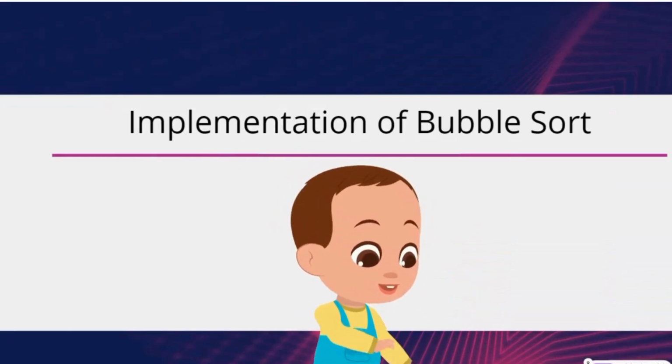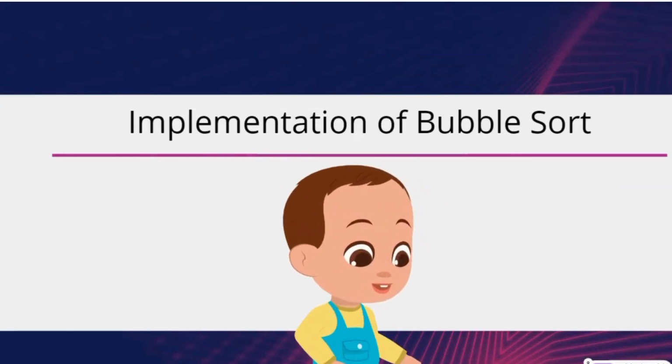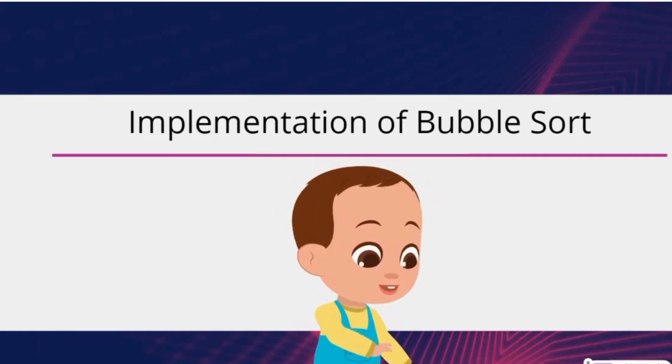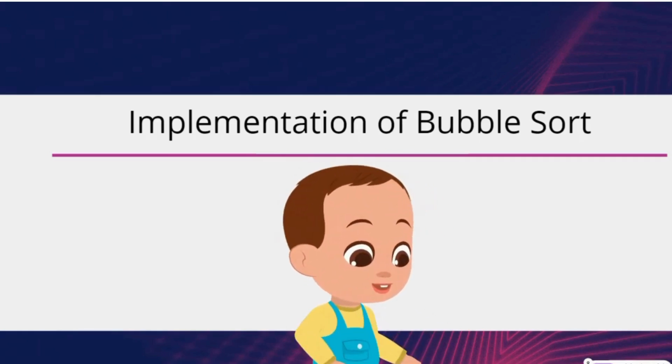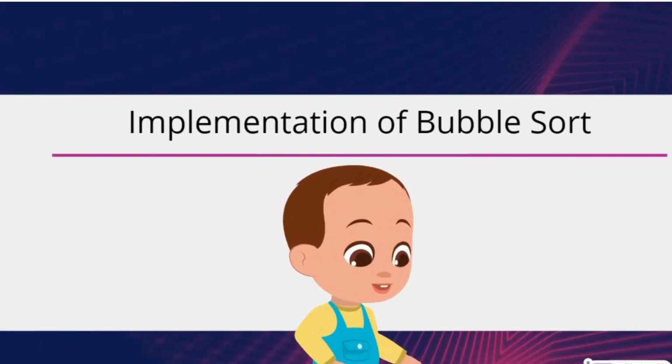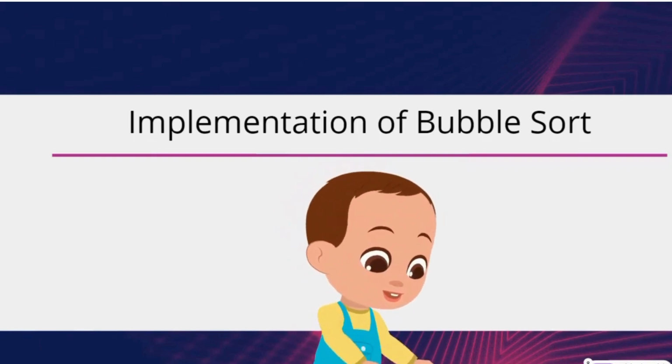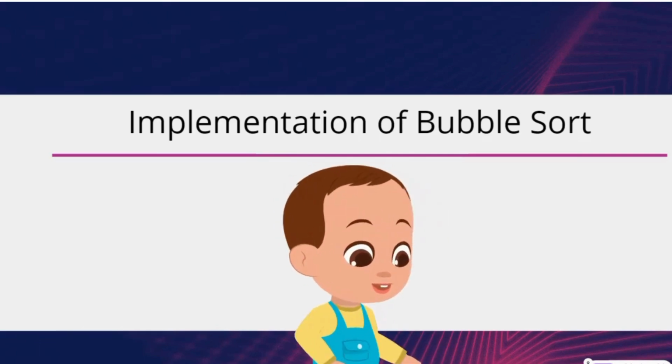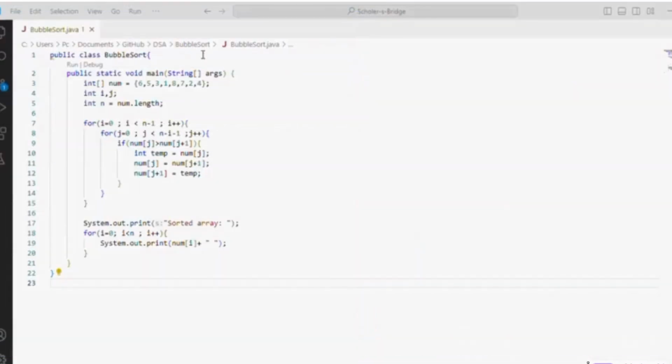Now let's see how this algorithm can be implemented. Here we are sorting our array into ascending order. This could also be done in the reverse way to get the array sorted in descending order. This is the class I have created with the main method. And here I have initialized an array with unsorted elements in it.